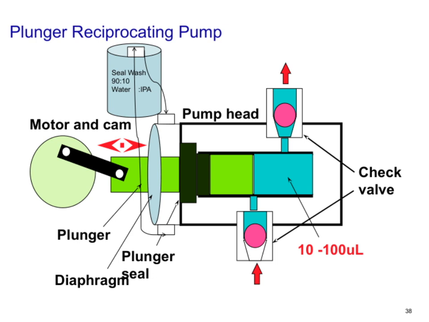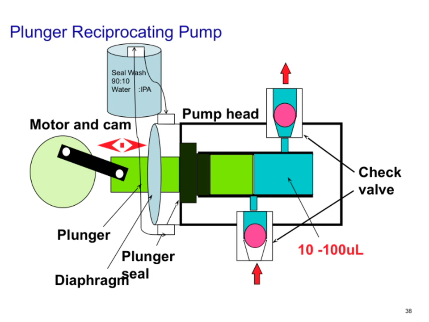Moving on, the pump handles volumes of 10 to 100 microliters, making it suitable for precise applications. The pump head is where the action happens. It's the part that moves the fluid through the system. The check valve ensures unidirectional flow, so the fluid doesn't backtrack, maintaining efficient operation.